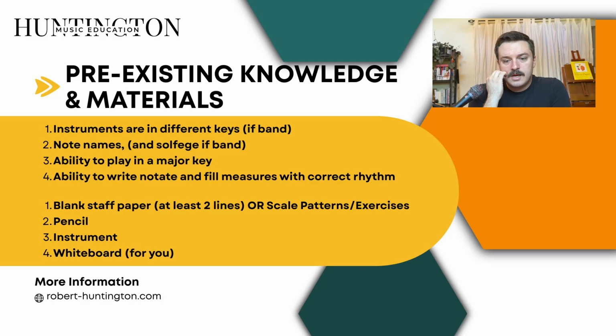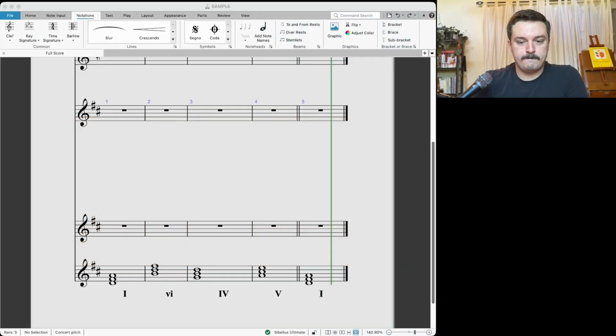A pencil and an instrument. If you're following along at home, I would do an instrument in C so that you don't have to worry about transposing, but entirely up to you what you want to do. And then for you, the teacher, a whiteboard for you to compose on and with your students. Or if you have the ability to project in your classroom, use a notation software like I'm going to be doing in this video and project it so your students can follow along that way. Now, let's get to the composing.